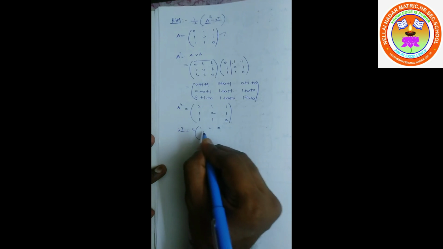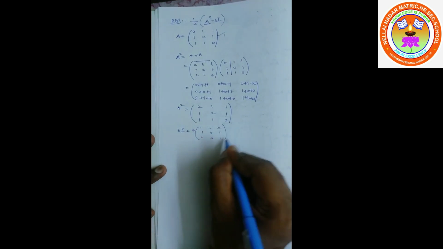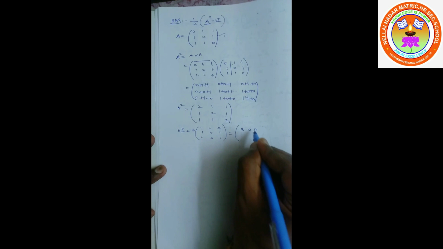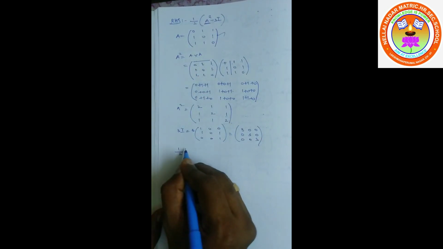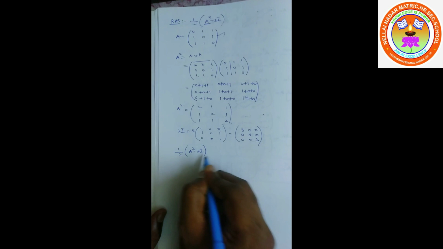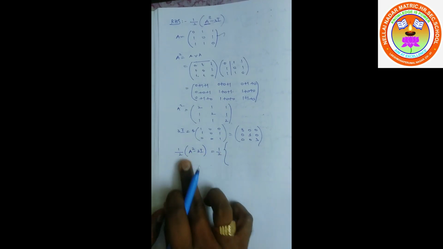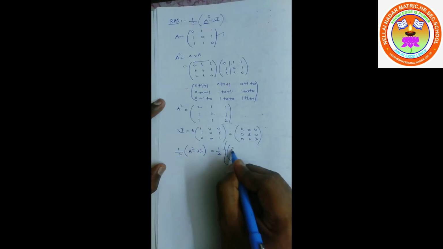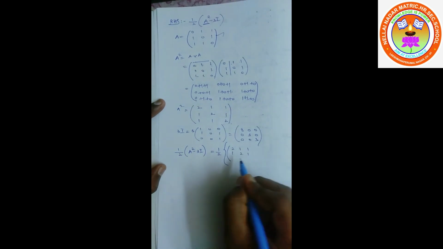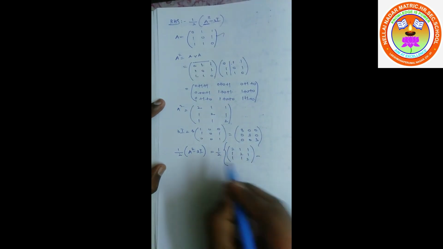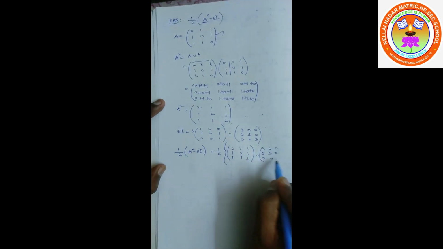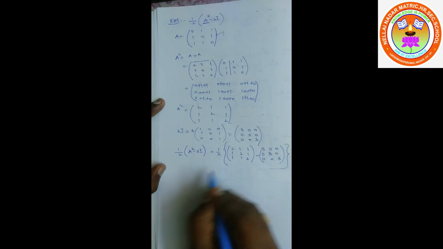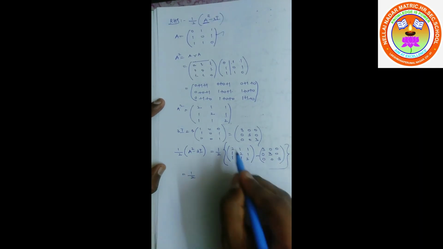Now you can apply. You know what is my 3A? 3 into I is nothing but 3 into 1 0 0, 0 1 0, 0 0 1. You can multiply 3 inside: 3 0 0, 0 3 0, 0 0 3. This is nothing but 3I. Now I can apply in this RHS. 1 by 2 into A square minus 3I. What is A square? 2 1 1, 1 2 1, 1 1 2, minus 3I: 3 0 0, 0 3 0, 0 0 3.